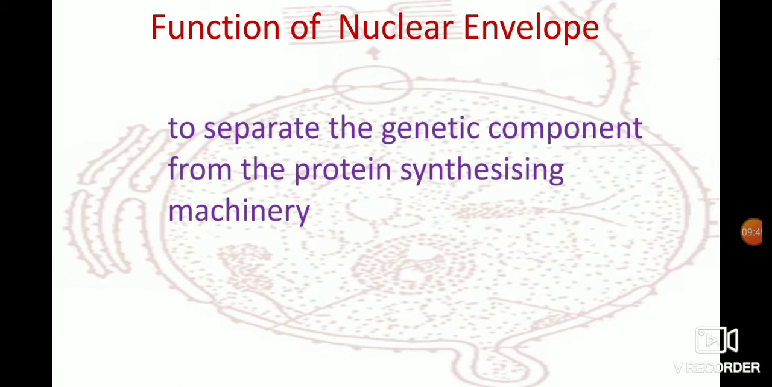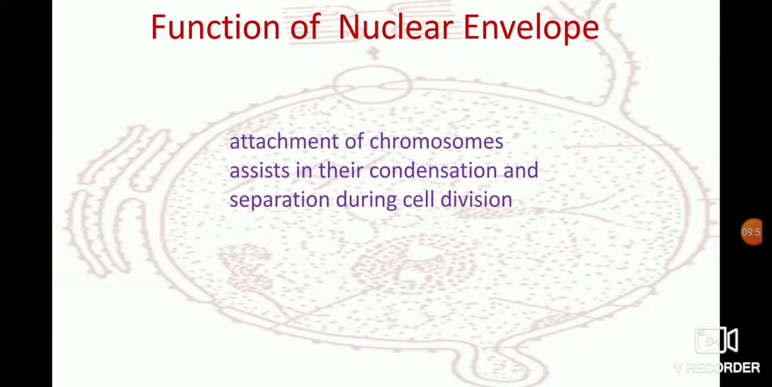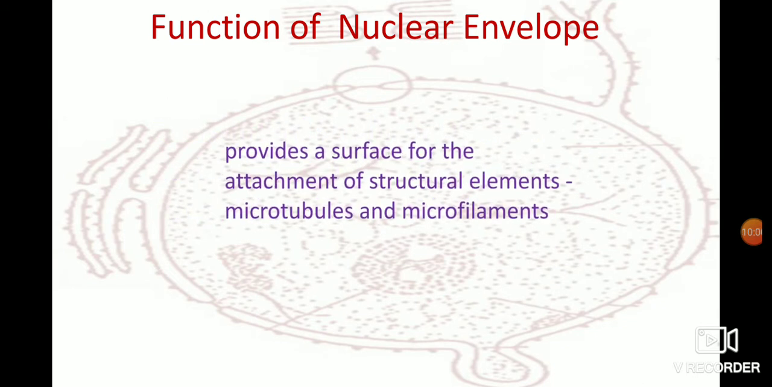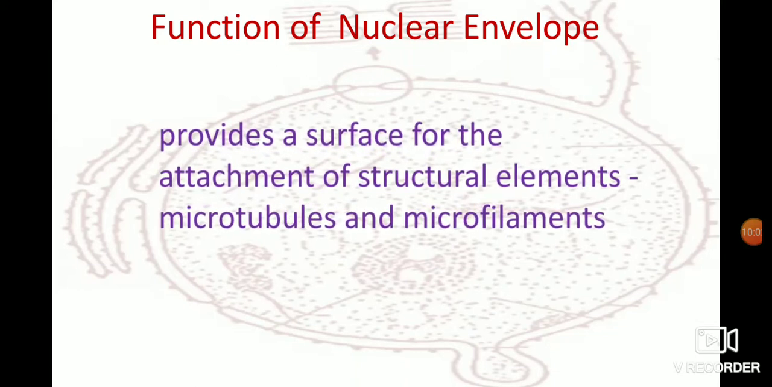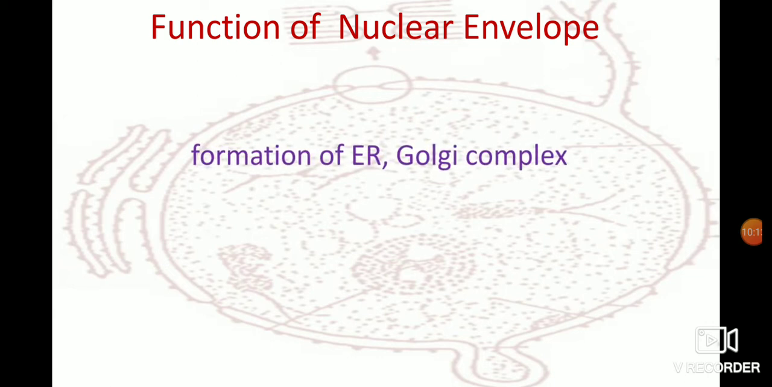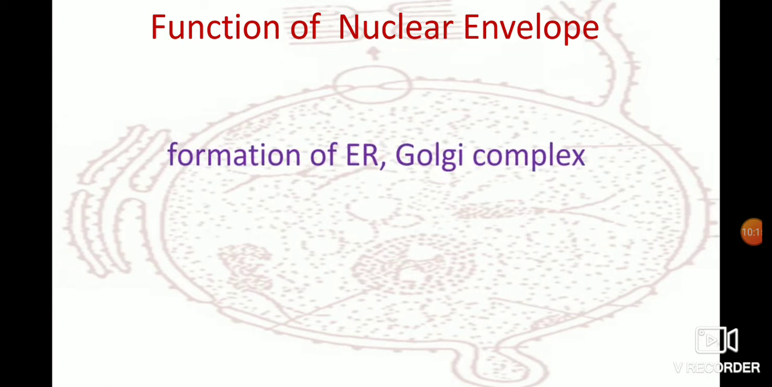The nuclear envelope provides a surface for the attachment of structural elements of cytoplasm like microtubules and the filaments. The attachment of chromosomes to nuclear envelope assists in their condensation and separation during cell division. Nuclear envelope is involved in formation of endoplasmic reticulum and Golgi bodies.